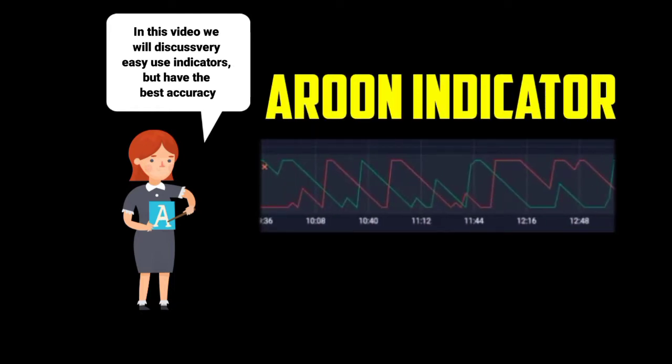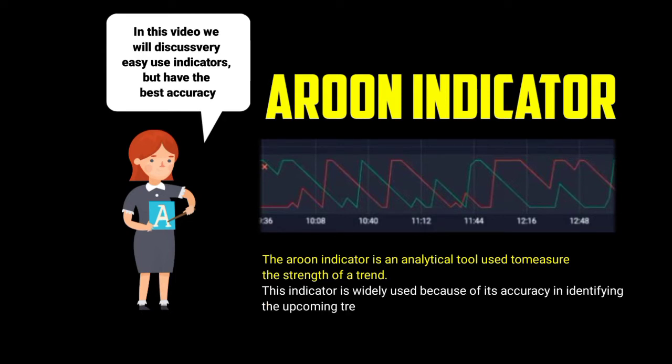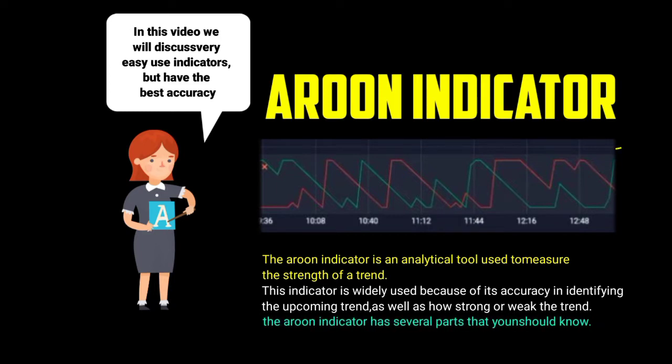This is the RUN indicator. The RUN indicator is an analytical tool used to measure the strength of a trend. This indicator is widely used because of its accuracy in identifying the upcoming trend, as well as how strong or weak the trend is. The RUN indicator has several parts that you should know.